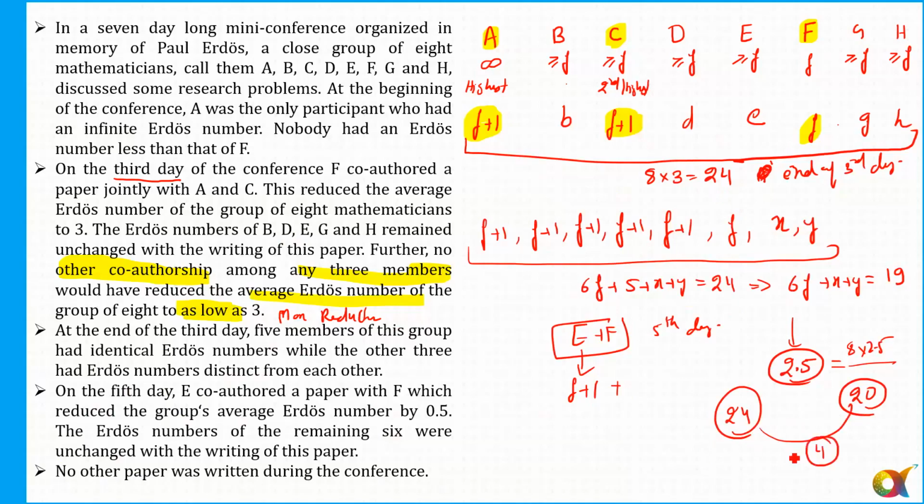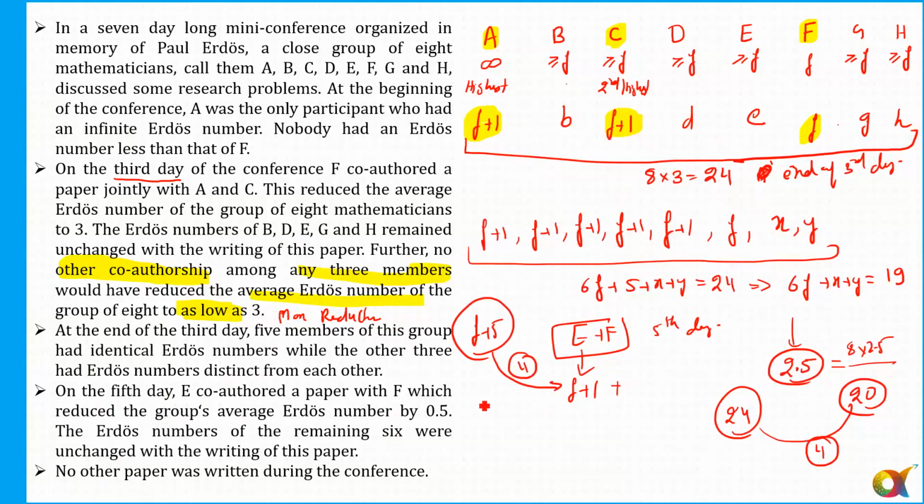And this reduction is happening because the Erdős number of E has changed. Now the Erdős number of E has changed to F plus 1. So what is the initial Erdős number of E? That must be equal to F plus 5. Isn't it? Because if initially the Erdős number of E is F plus 5, then it has been reduced to F plus 1, and then there is a change of 4, because of which the total score will also change from 24 to 20, and there is a change of 4.